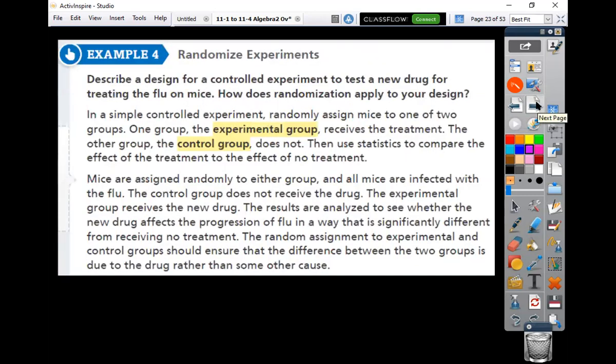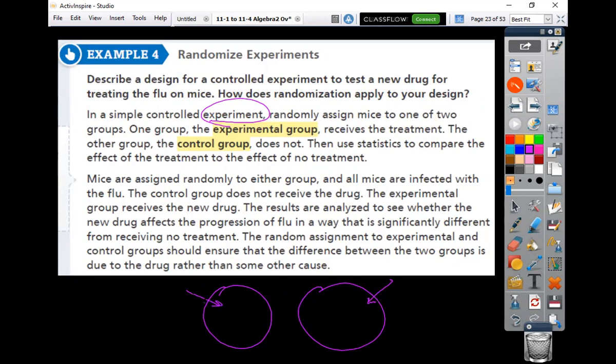An experimental group and a control group. So your experimental group, this is an experiment, and you have these two groups. One of them is going to get whatever you're trying to test for, and then one of them gets nothing or a placebo. So sometimes this may be like the classic sugar cube.